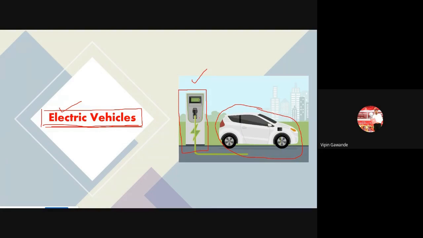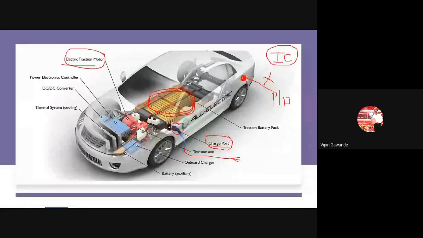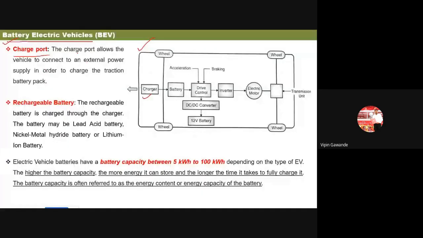Those people who have electric cars go to the petrol pump, and then they charge their vehicle. So this is similar to petrol. There is this charging pipe, the charging port, similar to our mobile. And then you have to allow the battery of the vehicle to charge. So what is the use of this charge port then? This charge port allows the vehicle to connect to the external power supply in order to charge the traction battery pack. That means we have to charge this battery.